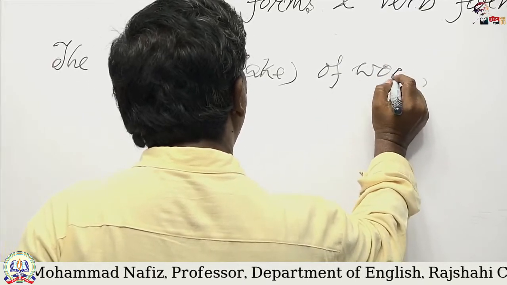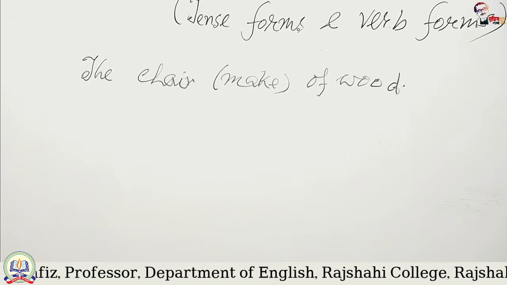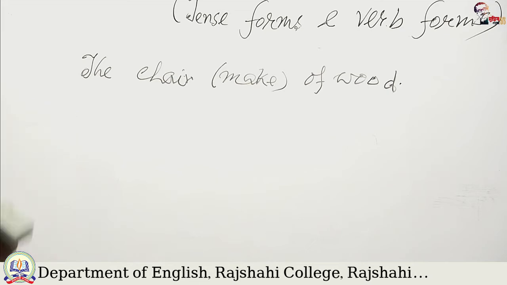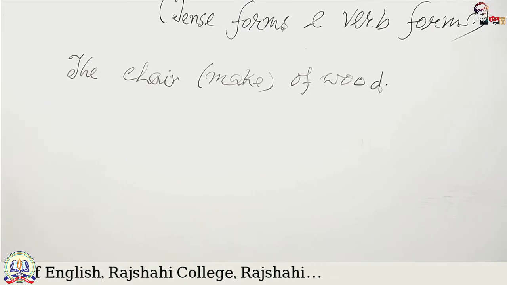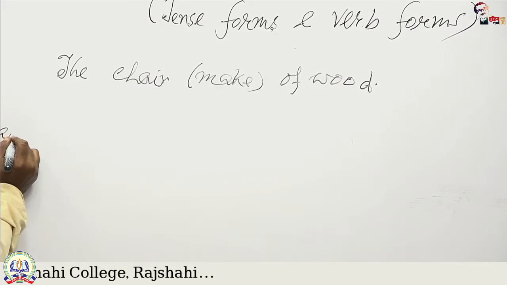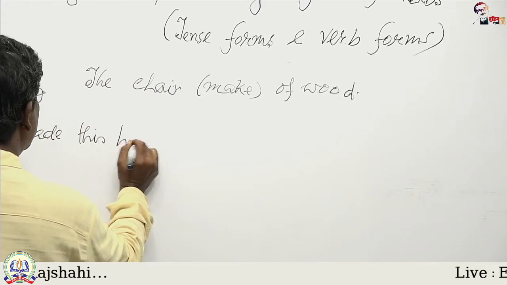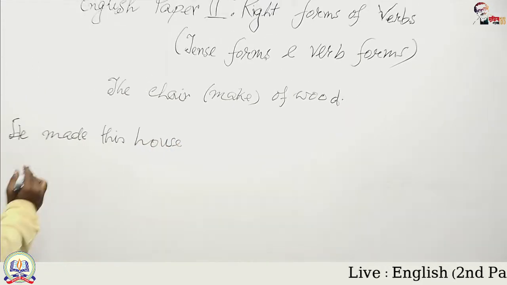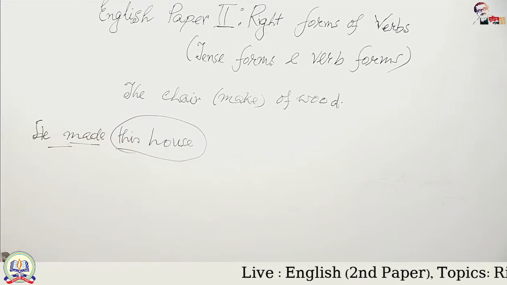We have two problems in this sentence. The chair make of wood. First, what did the chair make? We do not have the answer. What did the chair make? For example, he made this house. In this sentence, what he made is determined by the object, this house.